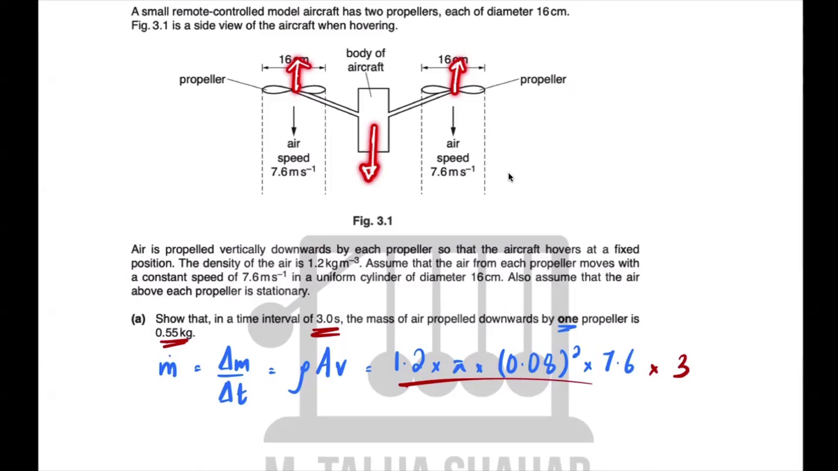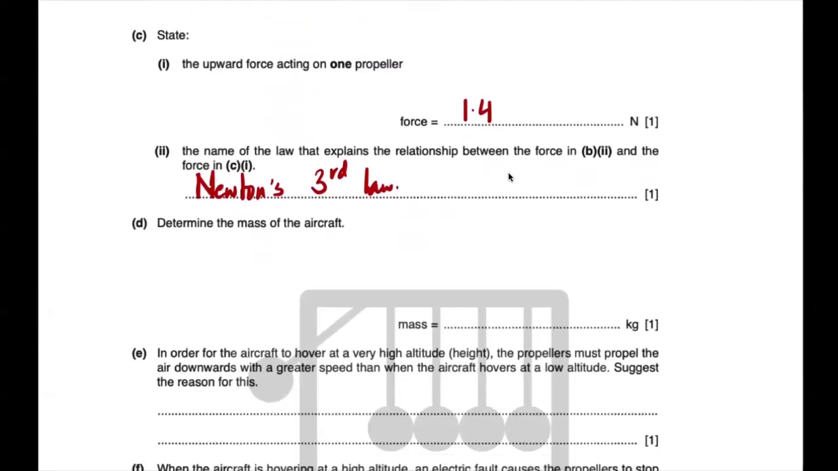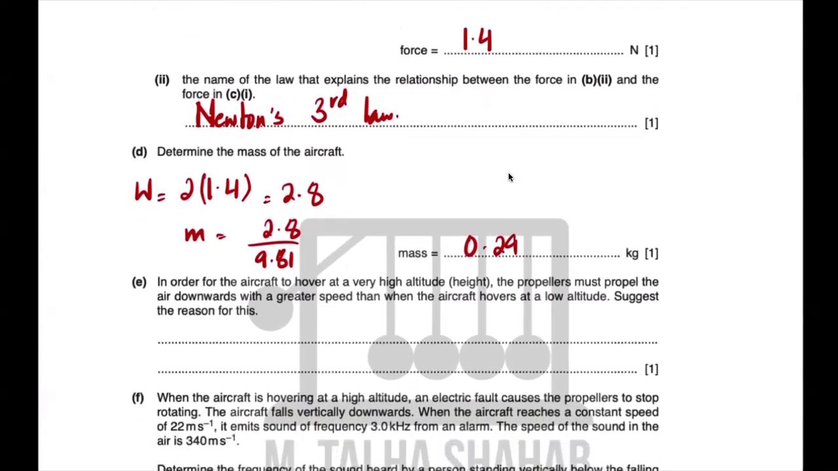So total force upwards equals total force downwards, right? Resultant force is 0. So that is 1.4 plus 1.4. That is the weight basically, which is 2.8, and for the mass that would be 2.8 divided by 9.81, since W equals mg. So that turns out to be 0.29 kg.